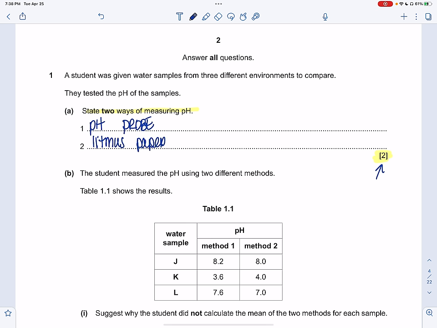Litmus paper. There are limits to litmus paper. Litmus paper will just tell you if it's an acid or alkaline solution or base. They don't tell you specific pHs, where the pH probe is best at that.